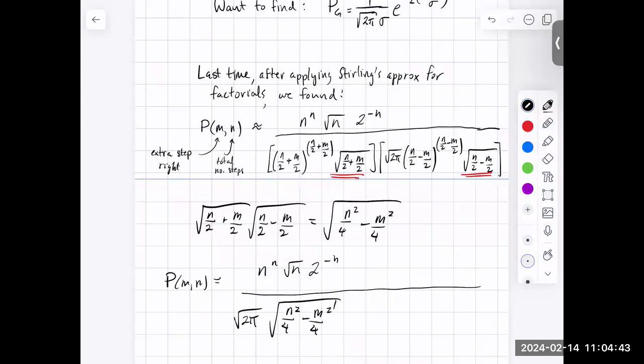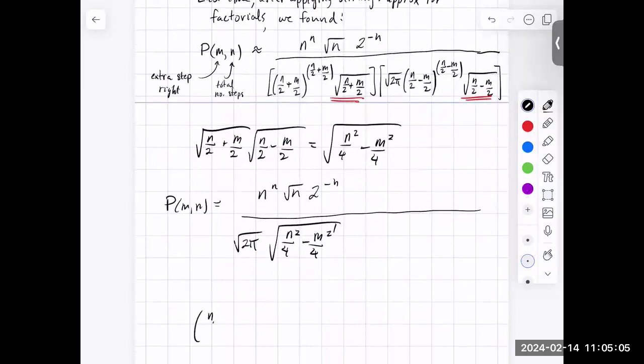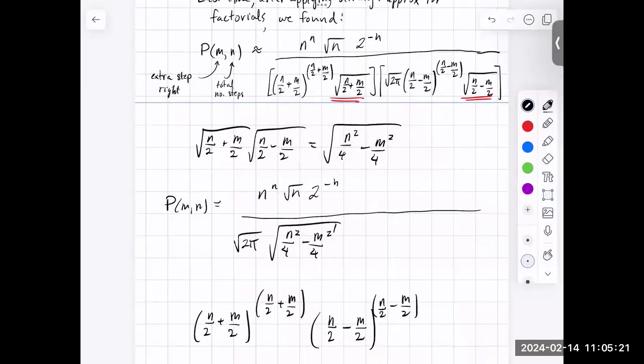And then let's see, what else do we have? We have these two factors, and what am I going to do with them? Let's do this: n over 2 plus m over 2 to the n over 2 plus m over 2, times n over 2 minus m over 2 to the n over 2 minus m over 2. Okay, so what can we do with this?